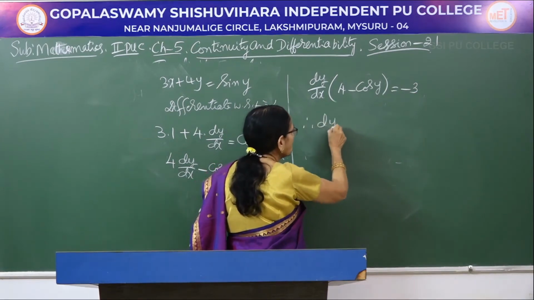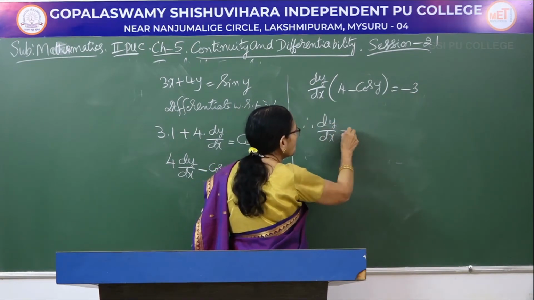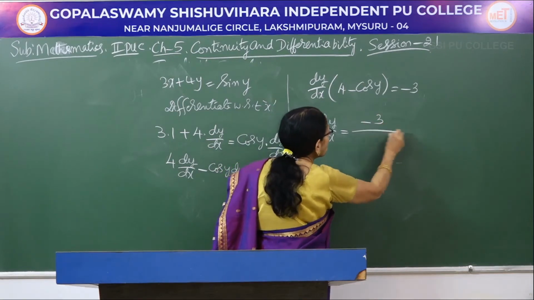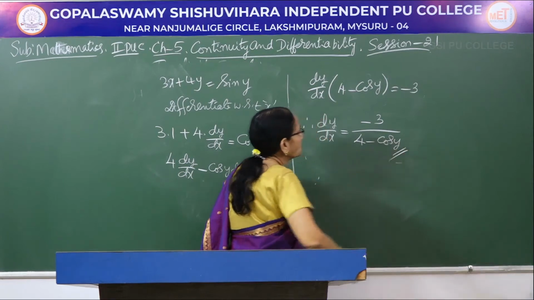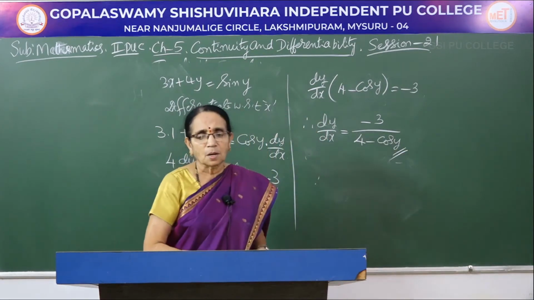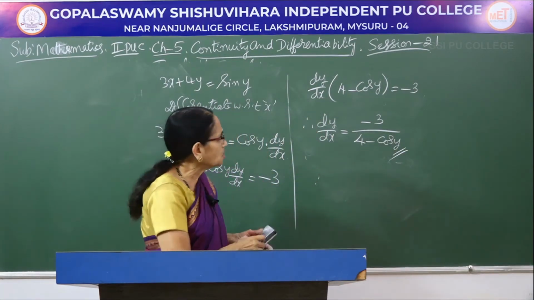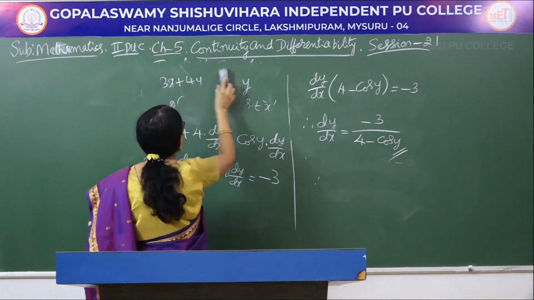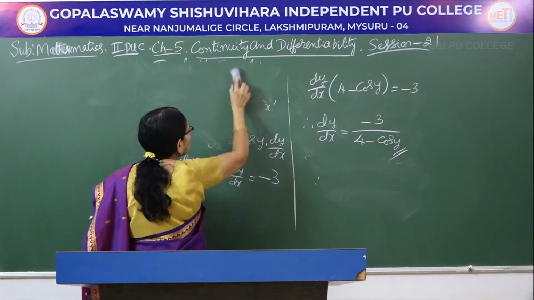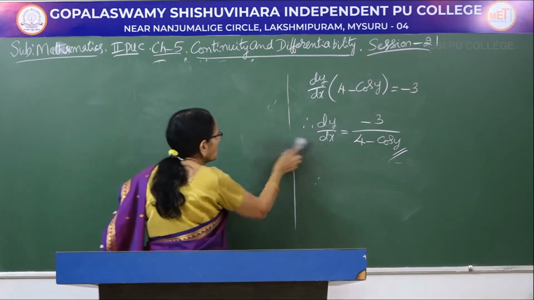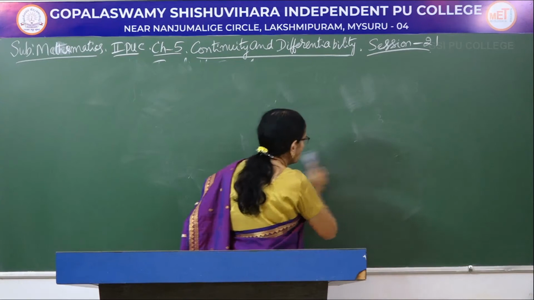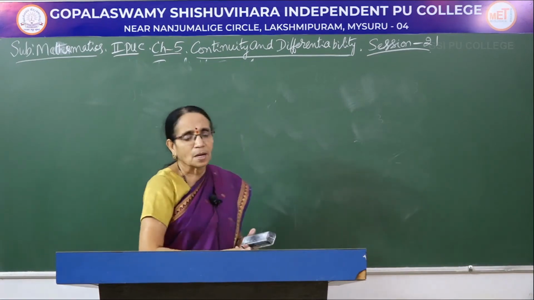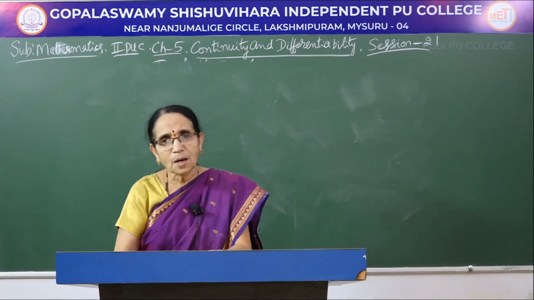Finally, we get it as dy by dx equal to minus 3 divided by 4 minus cos of y. So, this is the derivative of the function. So, each term there will be slight difference from one problem to another problem. So, depending upon how the function has been defined, we differentiate them and get the derivative of the function.